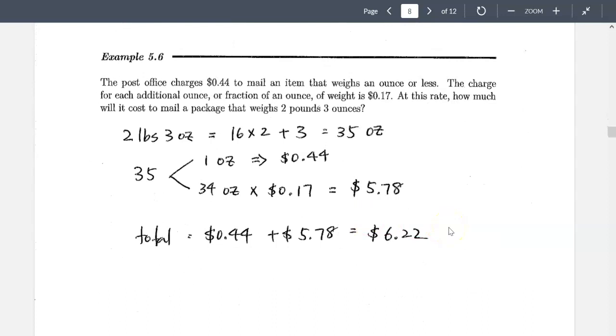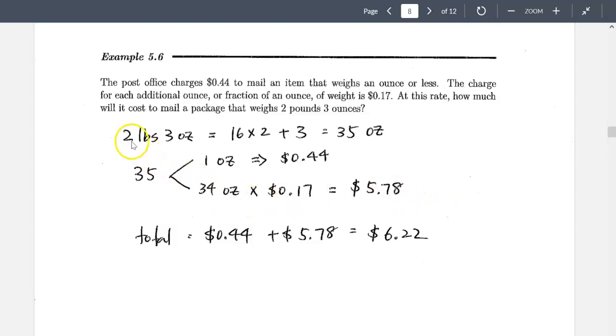So here's the application question. The post office charged 44 cents to mail an item that weighs an ounce or less. The charge for each additional ounce or fraction of an ounce of the weight is 17 cents. At this rate, how much will it cost to mail a package that weighs 2 pounds and 3 ounces?